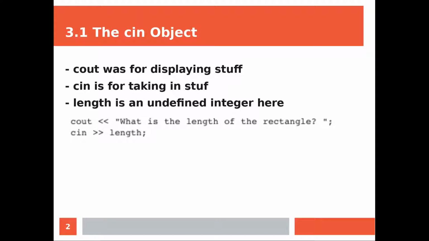In chapter 3 we're going to talk about cin. cin is input, cout is output. So in this example I have right here, the prompt "what is the length of the rectangle" is going to be outputted, and then the cin is whether this is an integer or a double. The user will enter a number for the variable length, and when they enter it in, it's going to store that number into length.